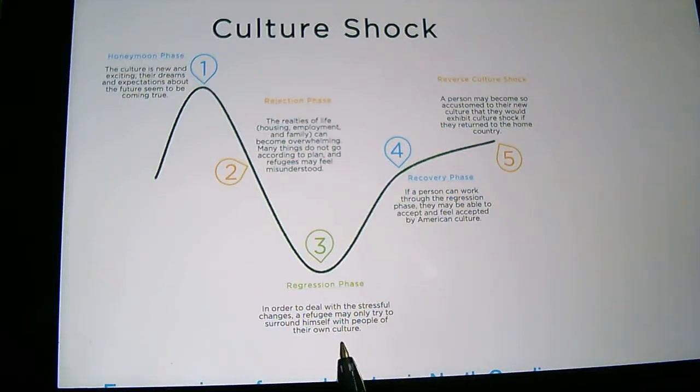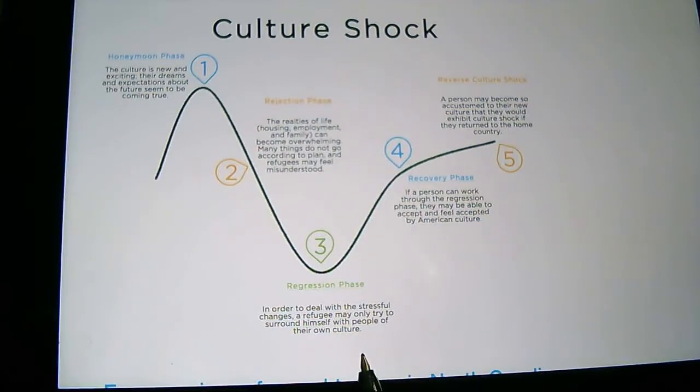Here we hit the regression phase. So in order to deal with stressful changes, a student may only try to surround himself or herself with people of his or her own culture. So this is when you walk into the hallway or the lunchroom and you see all of the kids from Mexico hanging out together, or all of the adults from Japan hanging out together. This is normal. They're not acculturating.